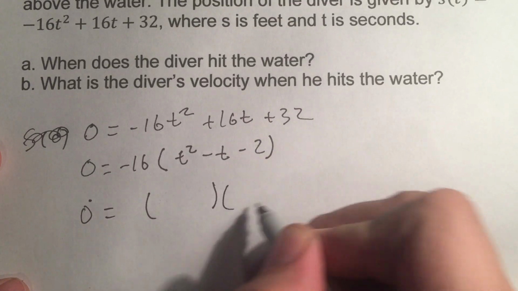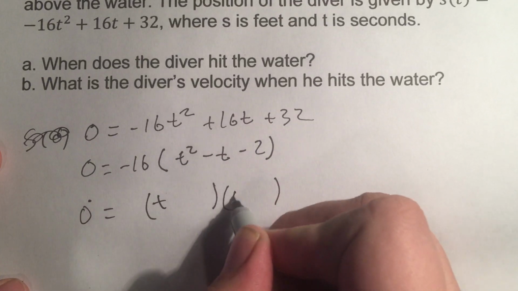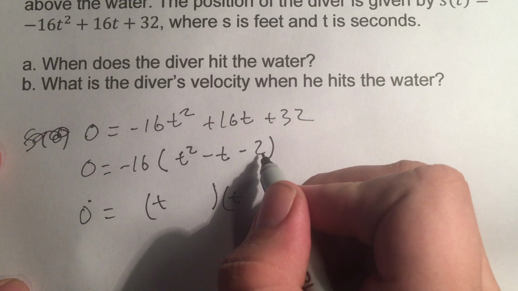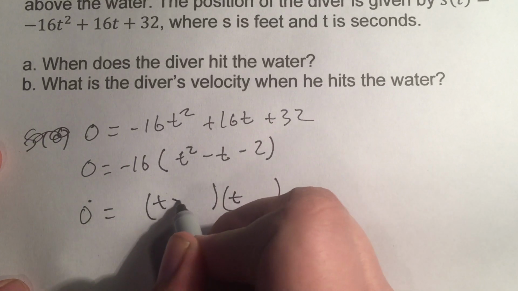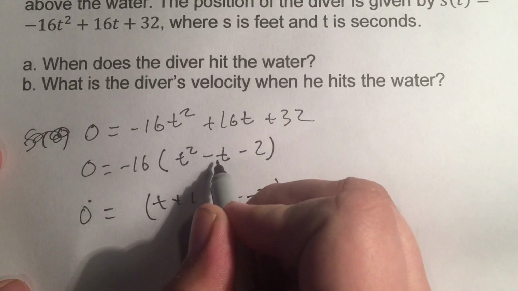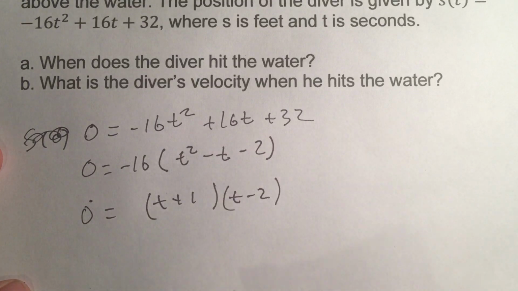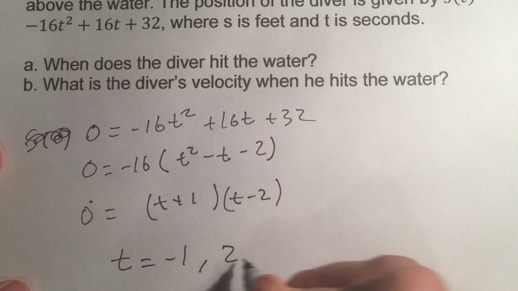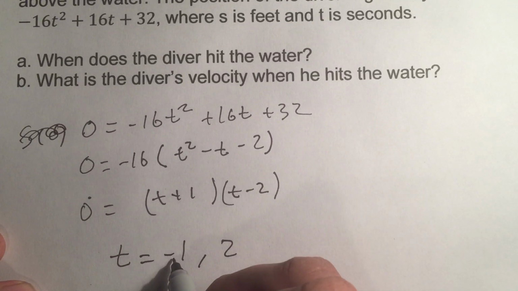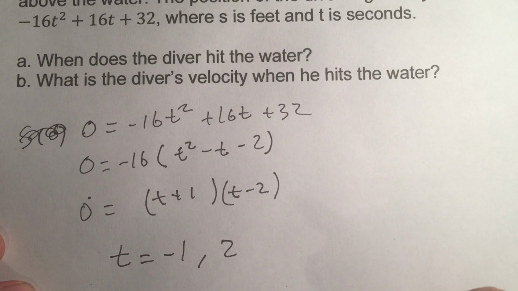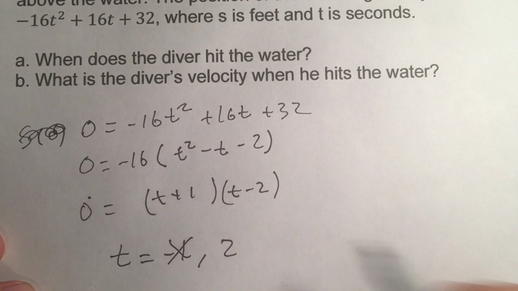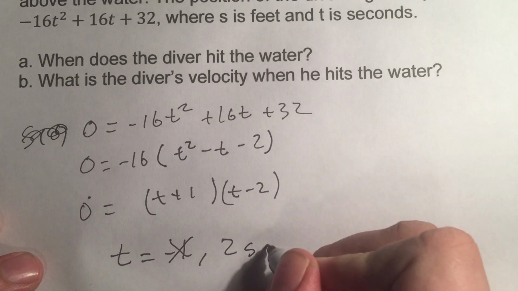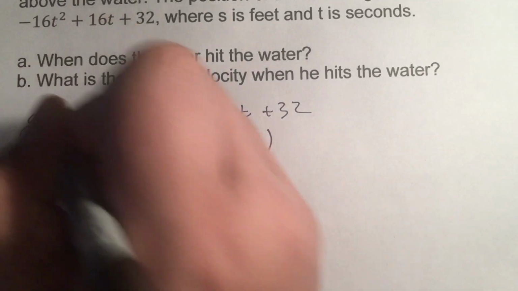So this is going to go to two sets of t's. So t and t. Factors of negative 2 are 2 and 1. So we're going to have a plus 1 and a minus 2 because our middle number is negative. So if we solve for this, t would equal negative 1 and 2. Now, could we have a negative time? Well, no, we can't hit the water before we jump. So the other one would be 2 seconds. And that is part A.